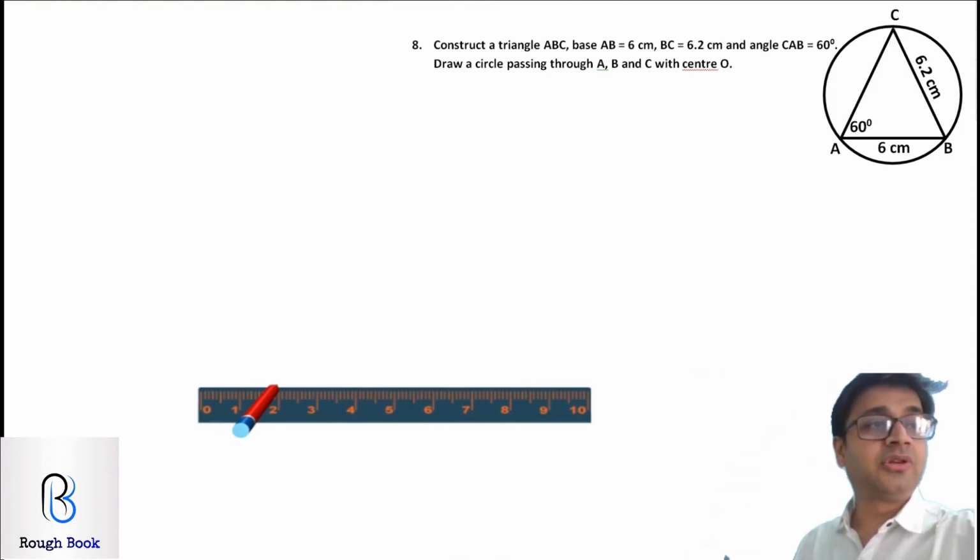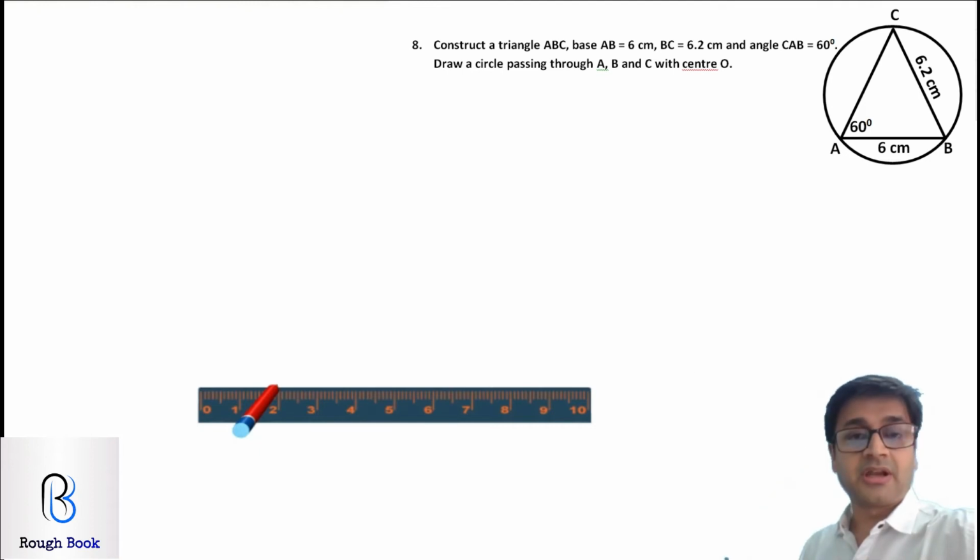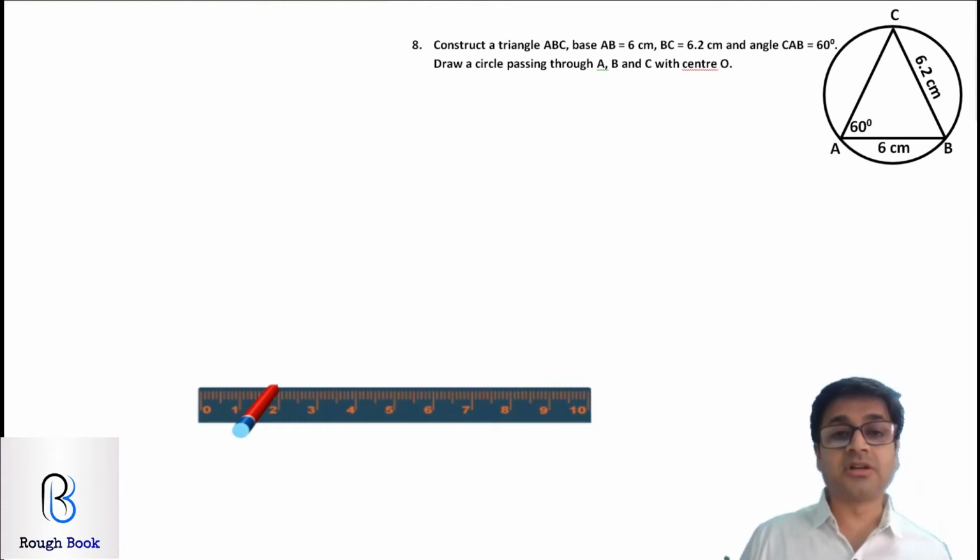They have given you that for triangle ABC, let AB be the base with 6 cm, BC 6.2, and angle CAB to be 60 degrees. So all of us can construct the triangle. Pause the video right now, construct the triangle, come back, and then we will talk about circumcircle. Or you want to know it right now? Alright, circumcircle you can always draw.